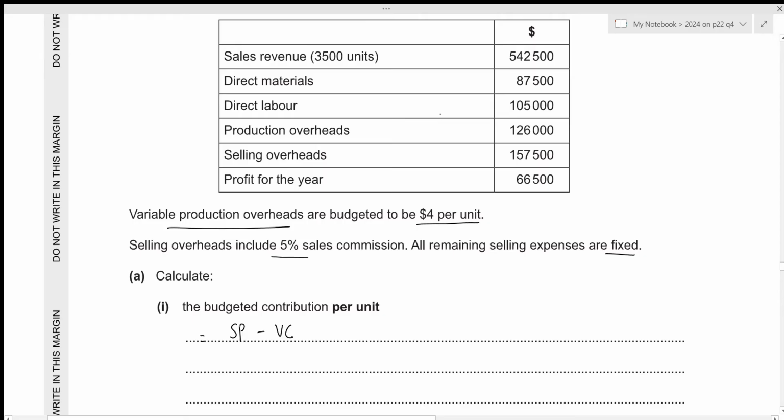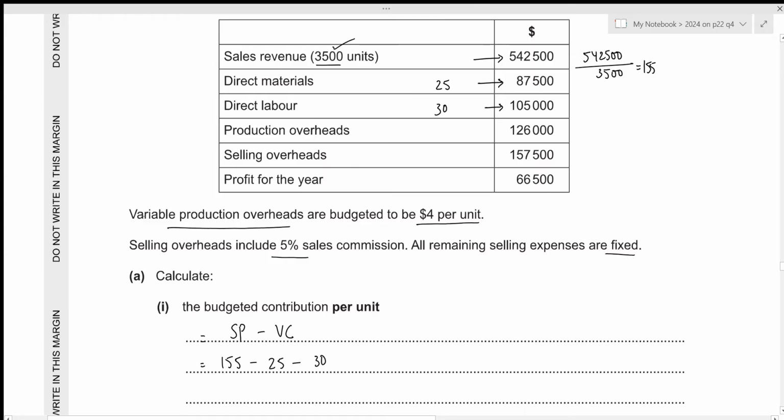So the first thing we can do is calculate the selling price per unit by dividing the total revenue by our number of units. So that's 542,500 divided by 3,500. This results in the value of 155. So that is our selling price. Now for the variable cost, we have direct materials. Again, we can figure out the direct materials per unit in a similar manner. We can just divide this 87,500 by 3,500. That will give the direct material per unit to be 25. So we can just write down here as well. Then the direct labor per unit can be found in a similar manner. We just need to divide 105,000 by 3,500, which results in 30.